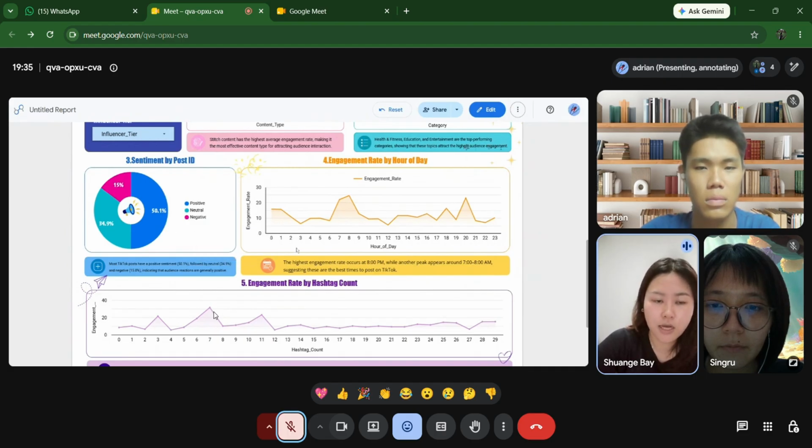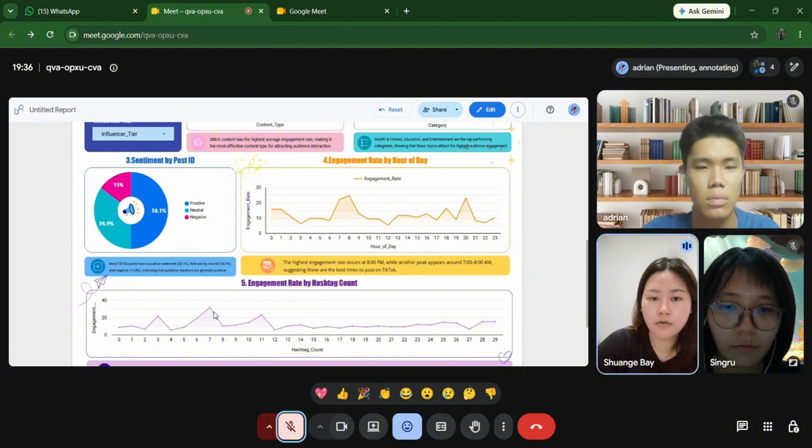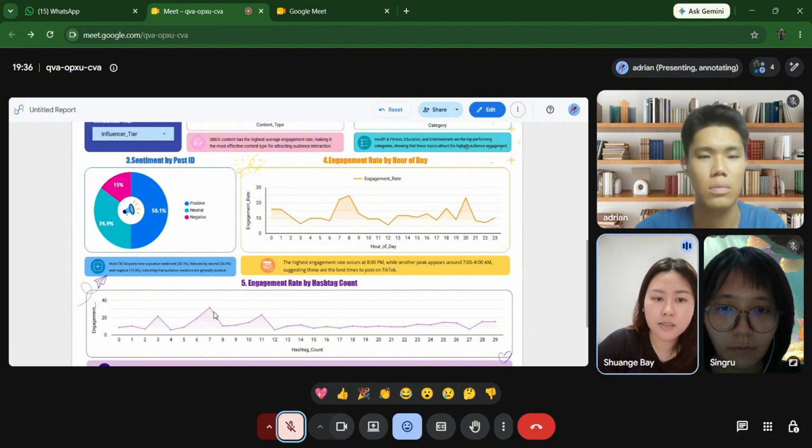So the fourth chart is engagement rate by hour of day. This chart actually shows the best time to post based on engagement rate. From our dashboard, engagement is highest around 7 a.m. to 8 a.m. and also around 8 p.m. This means audiences are more active during this time period.